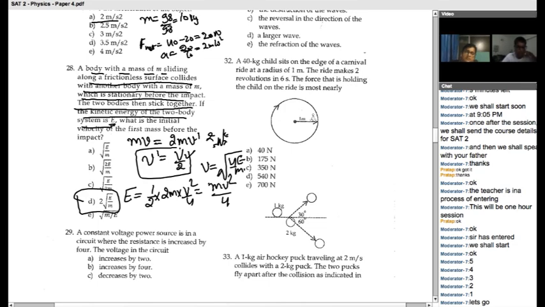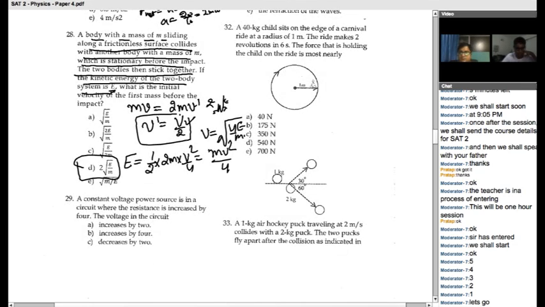29. Constant process. Circuit resistance increased by 4. Is it option C?